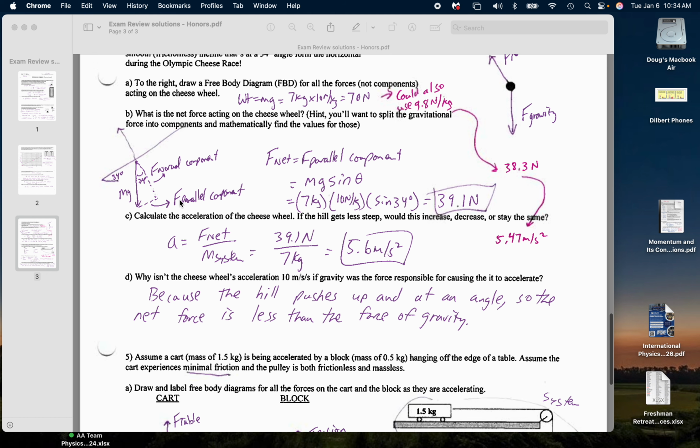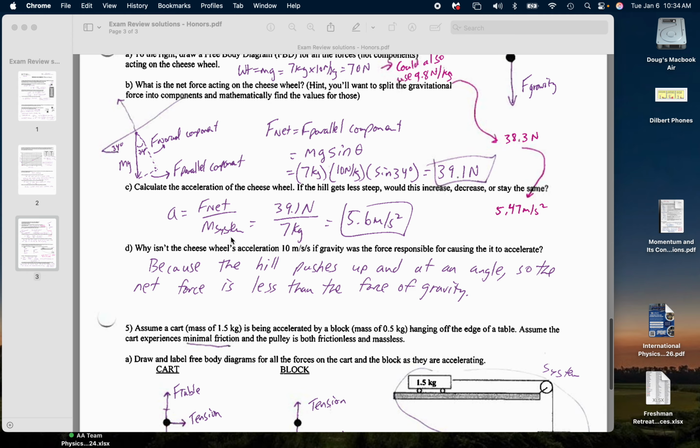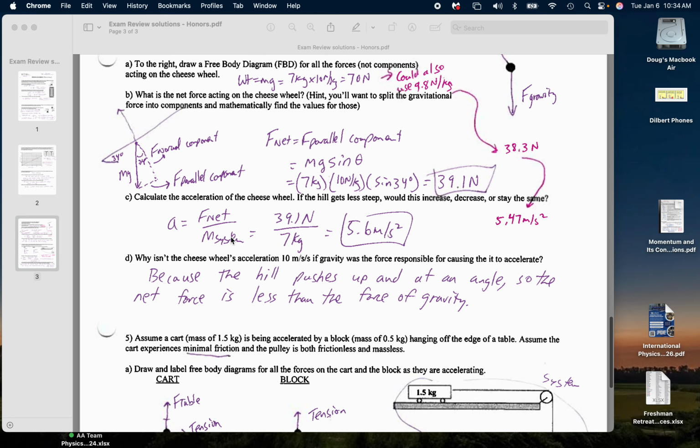Calculate the acceleration of the cheese wheel. Well, net force over mass of the system, 39.1 newtons over 7 kilograms. That gives me about 5.6 meters per second squared. Again, if you use 9.8, you'd have something like that.